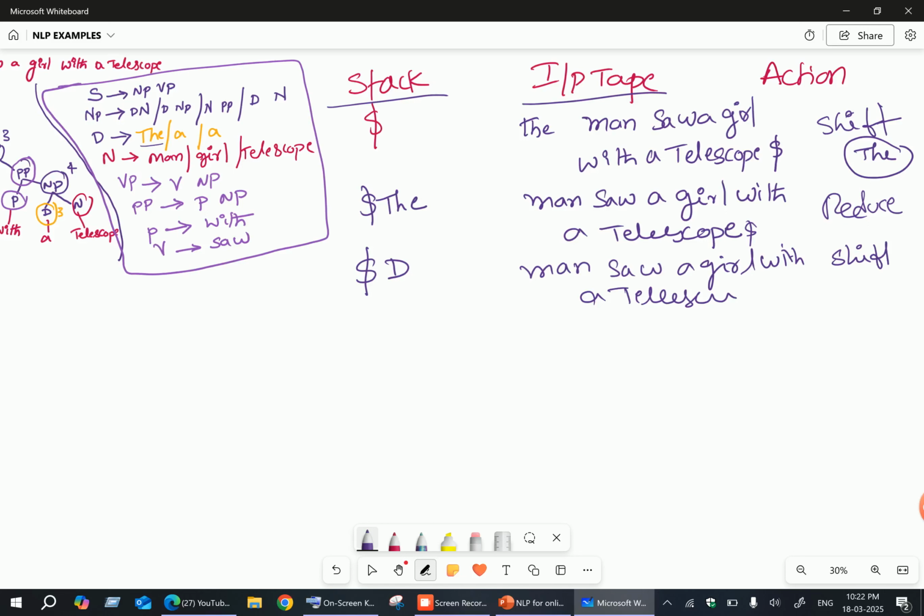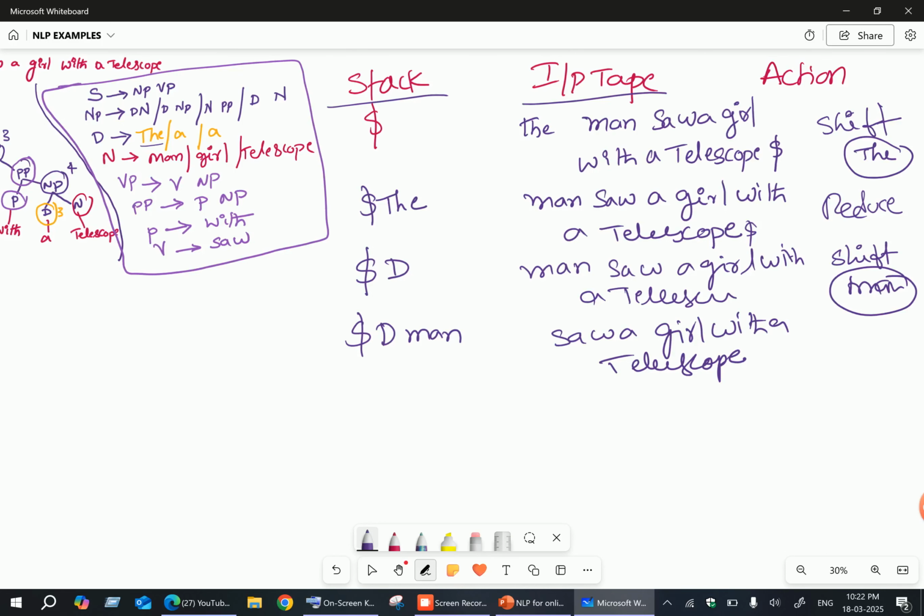Now we are performing a shift operation action. The man we are shifting. Dollar D man, saw a girl with a telescope. Okay, so now we need to perform a reduce action. So man is going to reduce as a noun. You can cross check it here in the grammar. So now $D N, then saw a girl with the telescope.